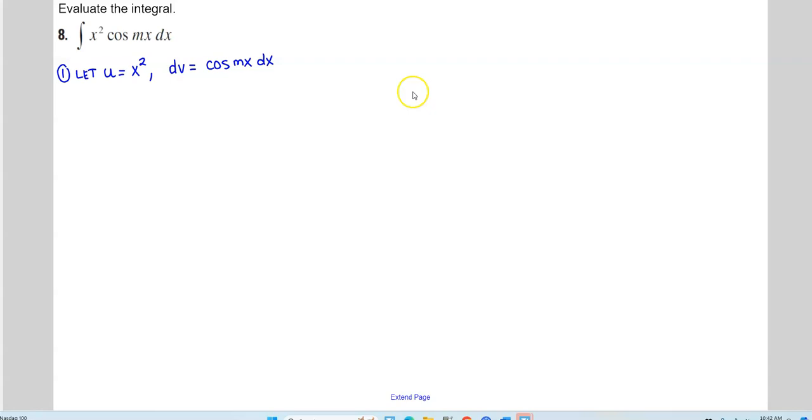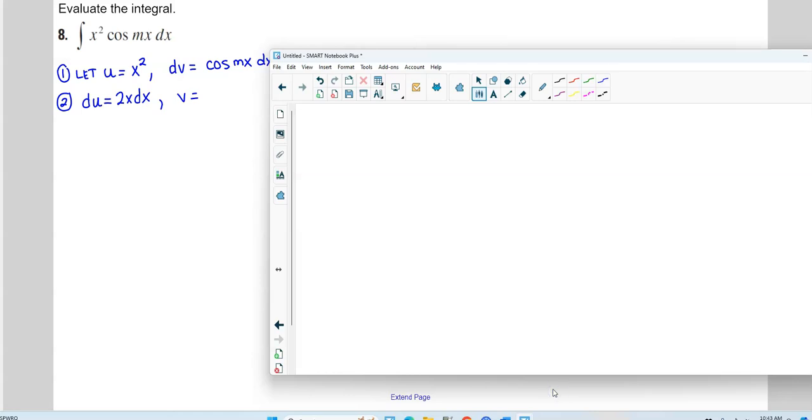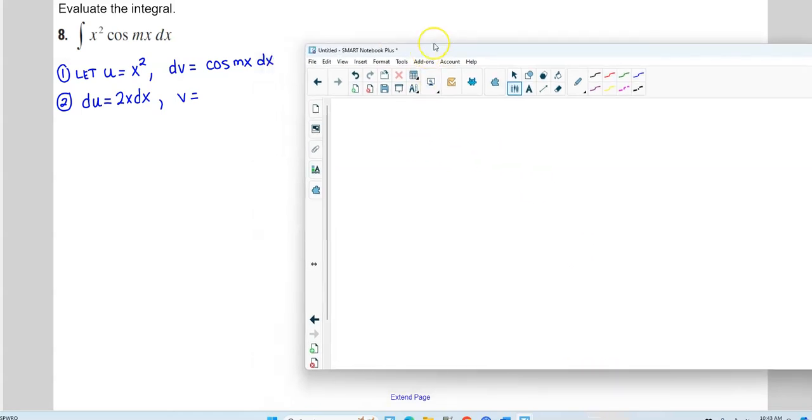Okay, so now we're going to go ahead and take the derivative with respect to x. So du is going to equal 2x dx. And then we want to find the antiderivative of the cosine of mx dx. So again, just using what our previous section told us, we want to take the antiderivative of the cosine of mx dx.